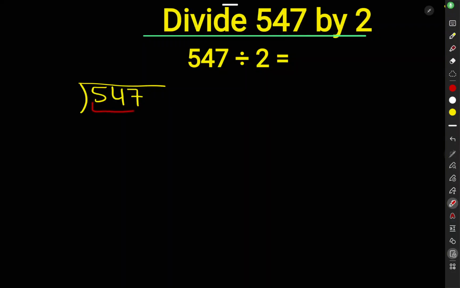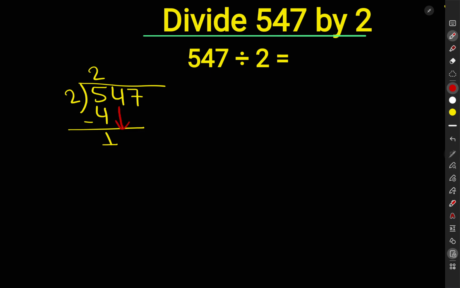Divide 547 by 2 in long division method. 2 times 2 is 4. On subtracting we get 1.